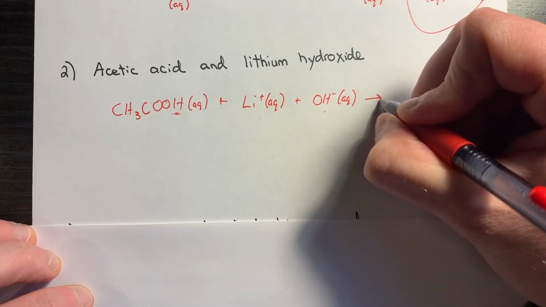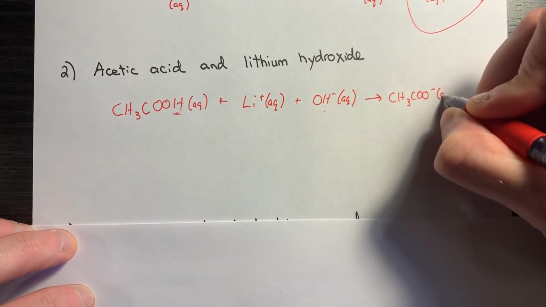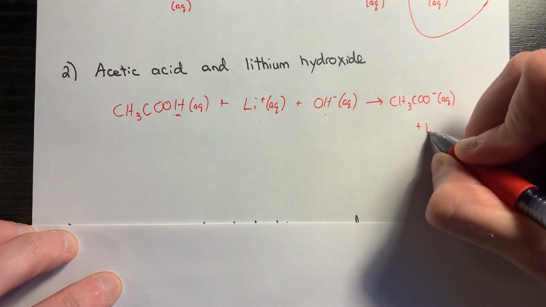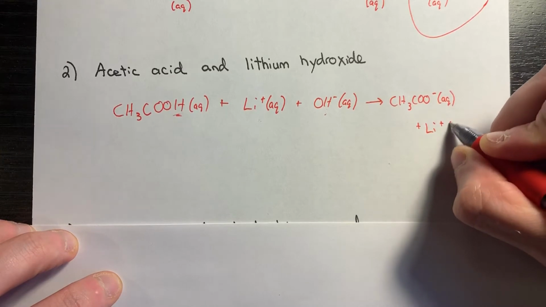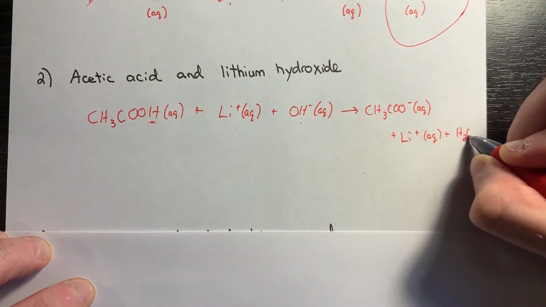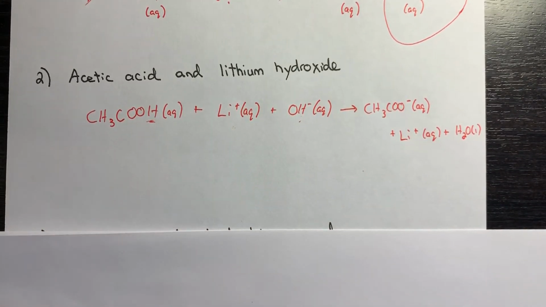And in doing so, we're going to be left with our CH3COO minus. Again, that'll be aqueous. That's the acetate ion. We'll be left with our lithium plus, and then we'll also be left with our liquid water that forms as a result of hydroxide picking up the proton from the acetic acid.